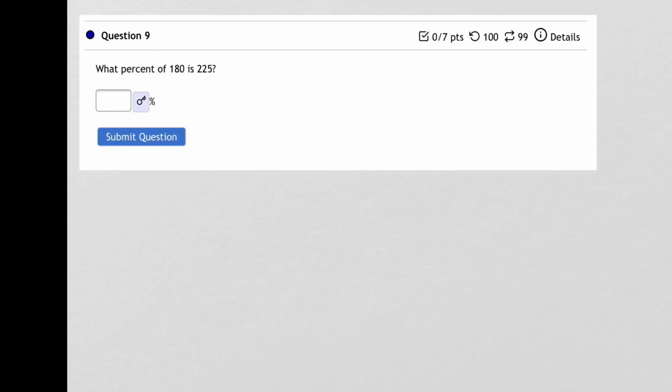Okay, so another question. What percent of 180 is 225? Again, we can either set it up as an equation or we could set it up as a proportion. So let's just do an equation again. The unknown now is a percent, right? So that's our x. So what percent x of 180, so times 180, equals 225.